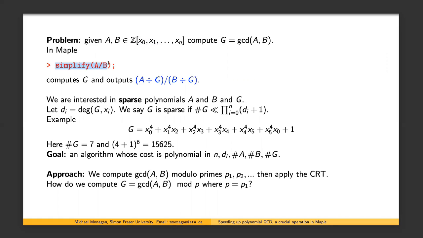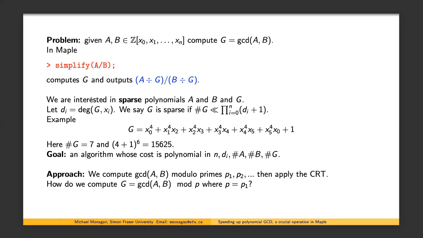So when you execute the command simplify a over b, Maple computes the GCD g of a and b, and then it divides it out. It divides the numerator by g, the denominator by g, and it returns the simplified fraction.